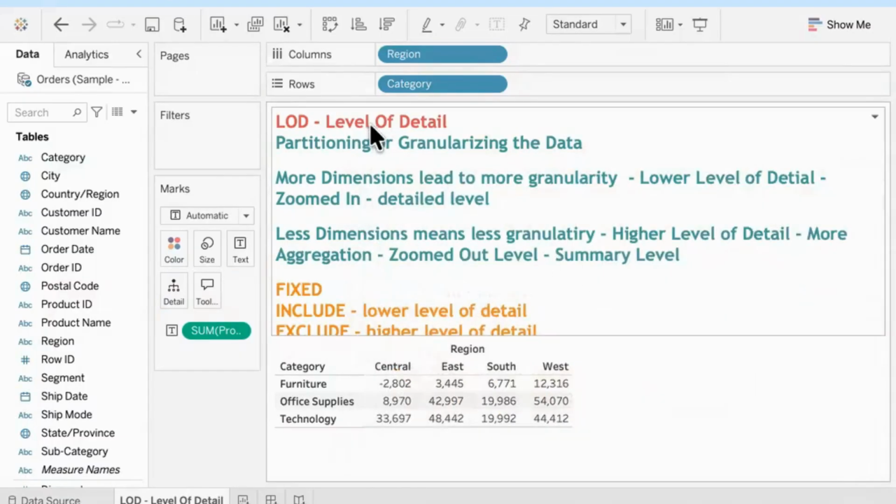LOD means level of detail. The dimensions used to create the graph control the level of detail at which everything is presented in the graph. More dimensions means more granularity or lower level of detail. Less dimensions is more aggregation or summary level of detail. This is enough. In the next video, we will talk about the concept of fixed along with some use cases.